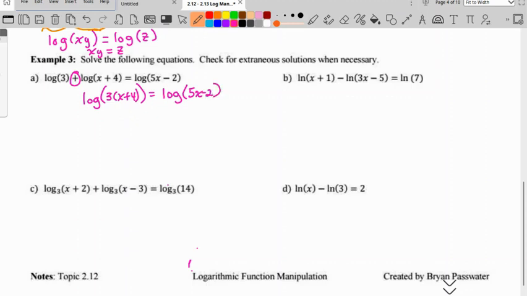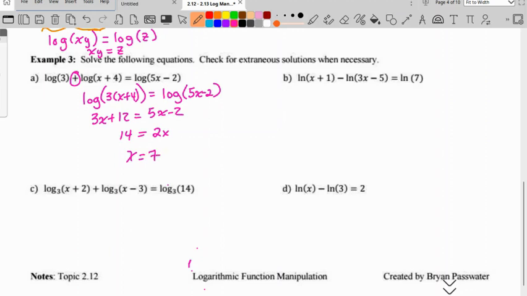Okay, and now what must be true? Right, the arguments must be equal. So now I will go ahead and distribute that. 3x plus 12 equals 5x minus 2, and then we'll just finish solving that. So that's going to give me 2x equals 14, so x equals 7.